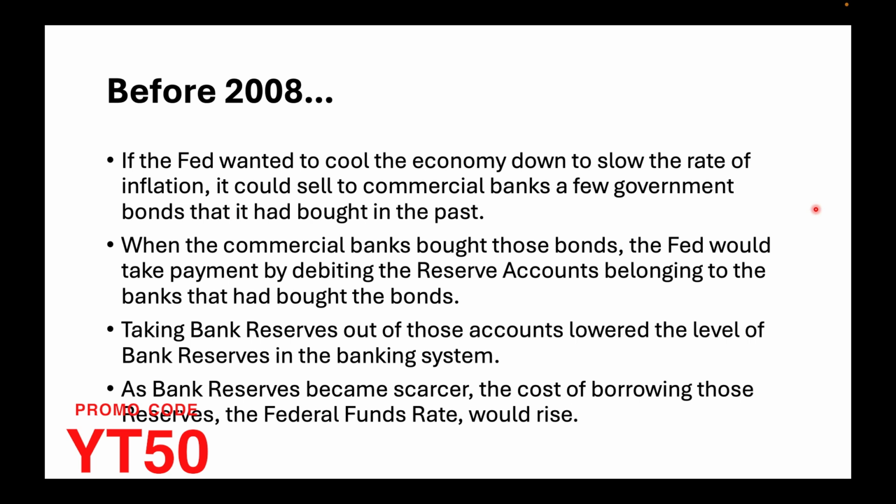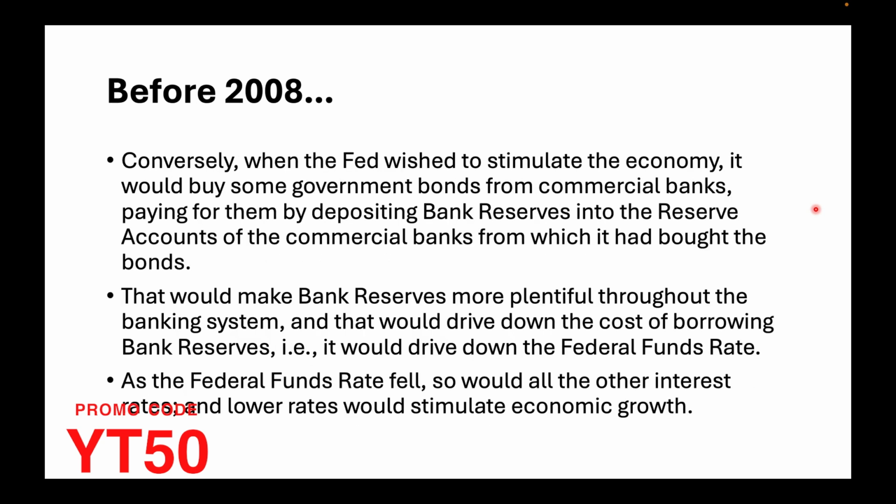When the commercial banks bought those bonds, the Fed would take payment by debiting the reserve accounts belonging to the banks that had bought the bonds. Taking bank reserves out of those accounts lowered the level of bank reserves in the banking system. As bank reserves became scarcer, the cost of borrowing those reserves, the federal funds rate, would rise.